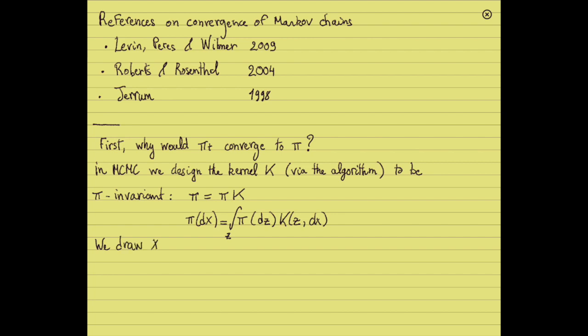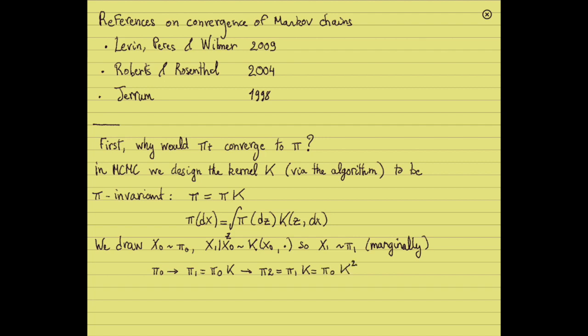But of course, we don't start at stationarity. We start at pi_0. And we iteratively generate the chain so that it follows successively pi_0, pi_1, pi_2, and so on. And so at time 1, it follows pi_1 marginally. And we can write, of course, pi_1 as pi_0 times K. And then we go to pi_2, which is pi_1 times K. And thus it's pi_0 K to the 2.